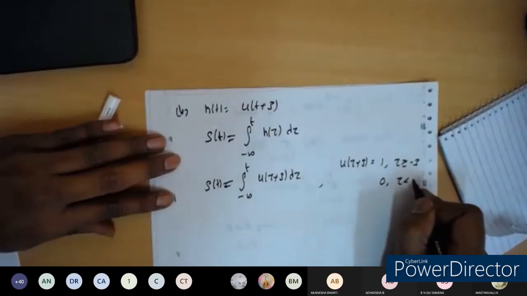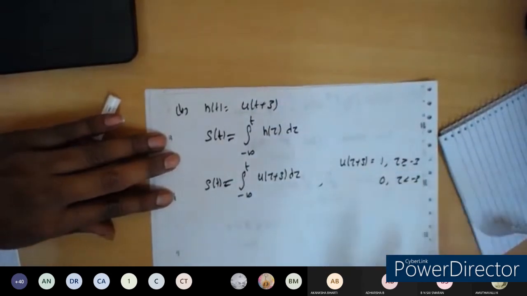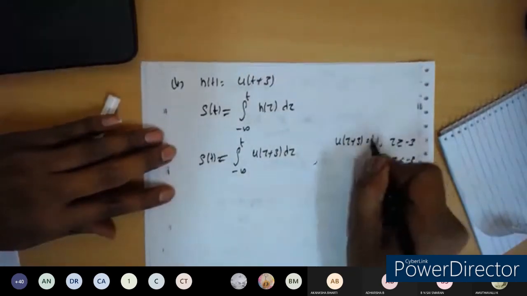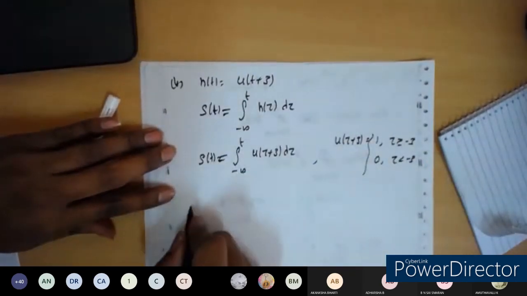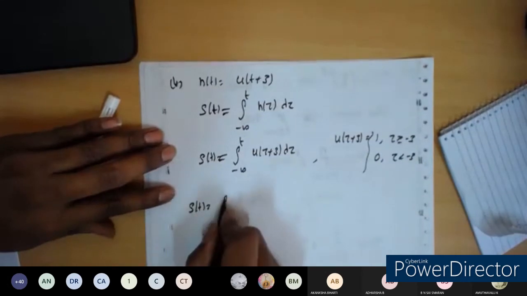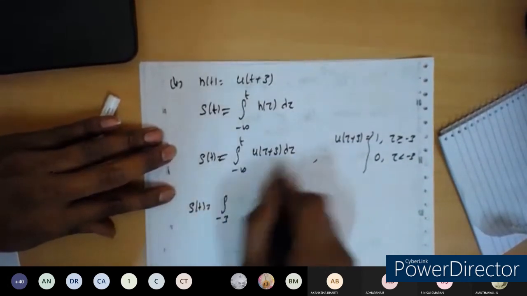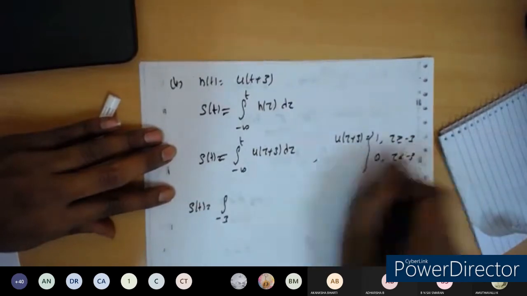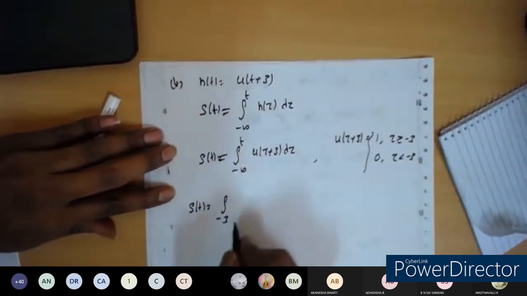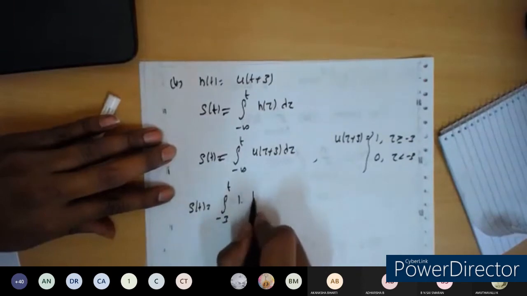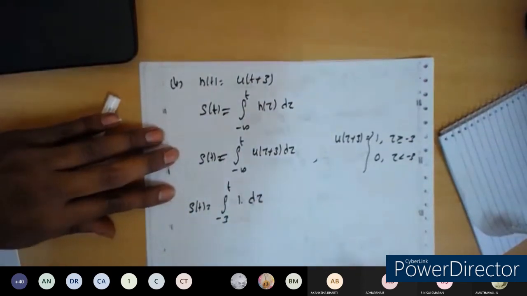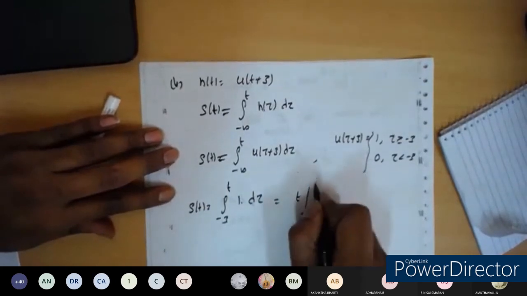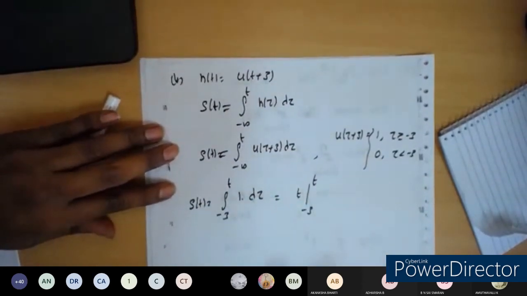For tau less than minus 3, it is equal to 0. Now I'm going to change the limits of the integral accordingly. Tau can take the value from minus 3; for tau greater than minus 3, only then will it have the value 1 here. So from minus 3 up to t, the integral of 1 d tau. The integration of 1 is nothing but tau, with limits from minus 3 to t.